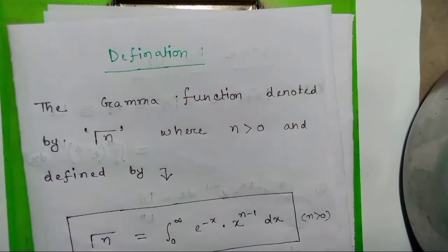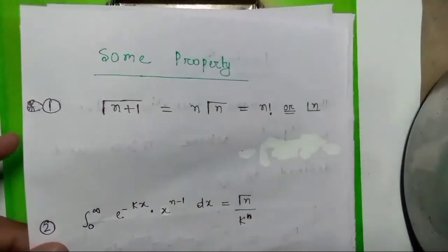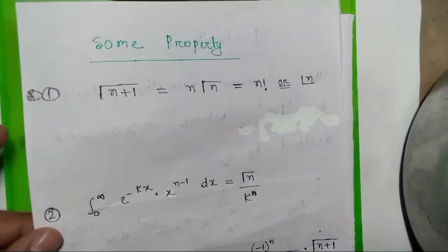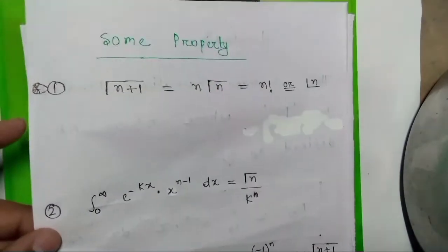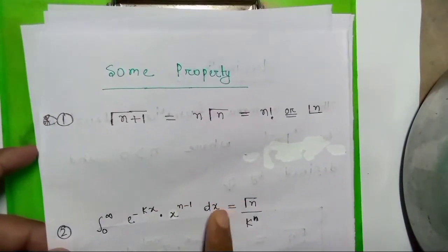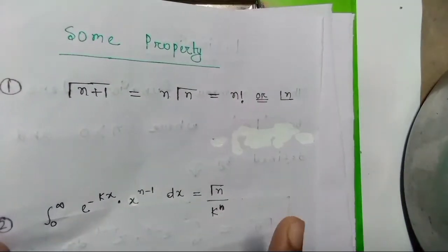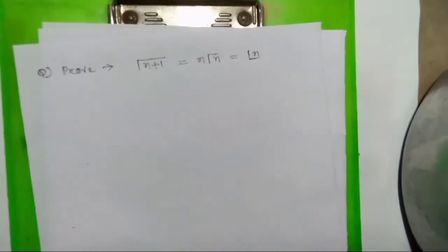Hi everyone. In the previous lecture we discussed the definition of the gamma function and some of its properties. In this video we will be proving these properties. The first property is gamma of n plus 1 is equal to n gamma of n, which is equal to factorial n. So we prove this first.